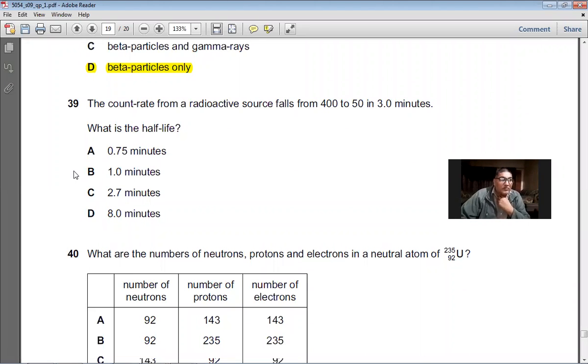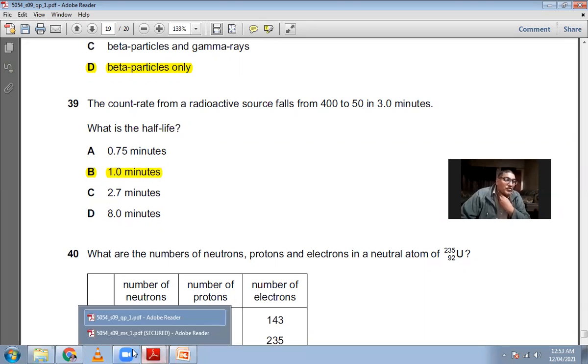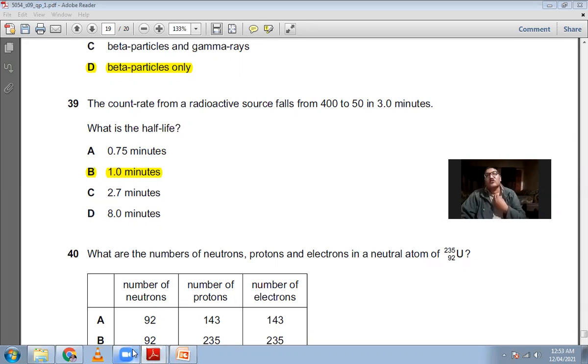Do we have that option there? Yeah, we have this option. So question number 39, I think 1 minute is the answer. That's the half-life. Hopefully you understand how we have done that.